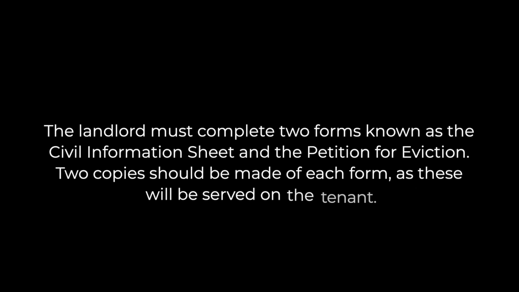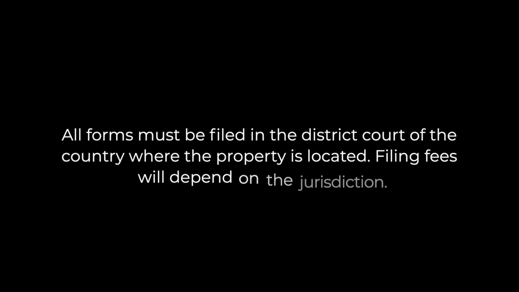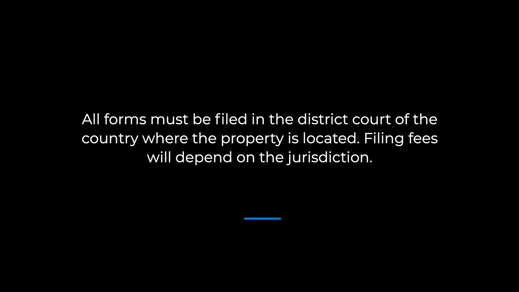The landlord does this by completing 2 forms known as the Civil Information Sheet and the Petition for Eviction. 2 copies should be made of each form, as these will be served on the tenant. The petition for eviction must be signed by the landlord in the presence of a notary public. All forms must be filed in the district court of the county where the property is located. Filing fees will depend on the jurisdiction.